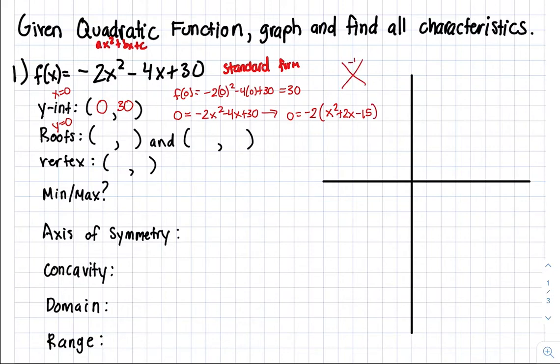Now we're going to do the x method to factor. So two things that multiply to negative 15 but added together give you 2 are 5 and negative 3. So 0 is going to equal negative 2 times x plus 5 times x minus 3. So we get two equations. x plus 5 is equal to 0, or x minus 3 is equal to 0. So now we solve. x equals negative 5, and x is equal to 3.